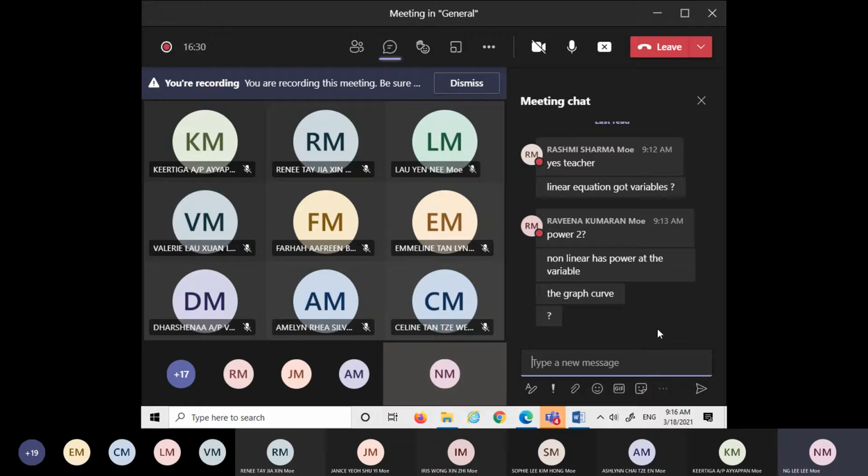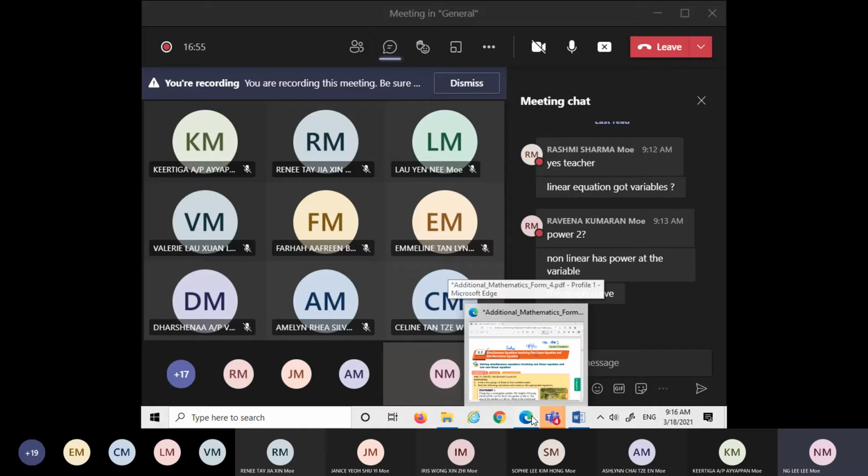Linear is easier, very simple. Each term has only one variable, and all the variables have power 1. That is linear. But for non-linear, it is other types of equations, they will fall under non-linear. Never mind, after this we will see some examples. Now we come back to the textbook.